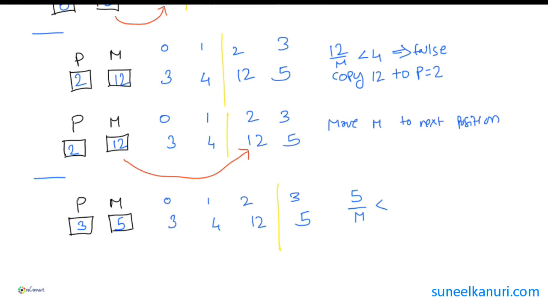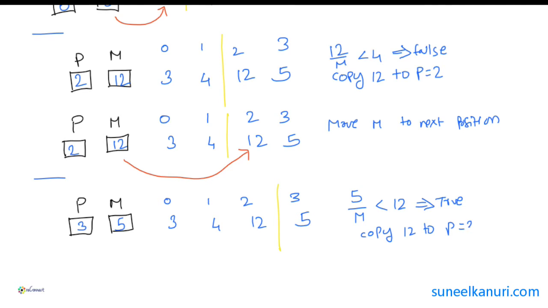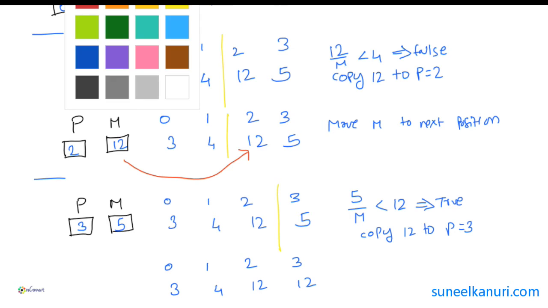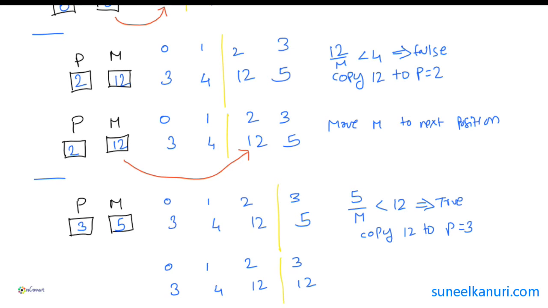Now we're going to compare 5 with the first sorted element, which is 12, and since 5 is less than 12, we're going to shift 12 one position to the right, which means we copy element 12 to position 3. Element 12 is at position 2 right now, and we copy it to position 3, which is what our P is. That leaves us with 3, 4, 12, and 12.